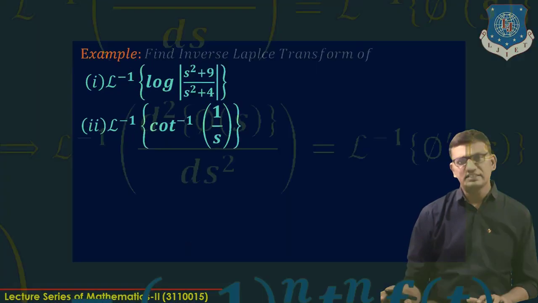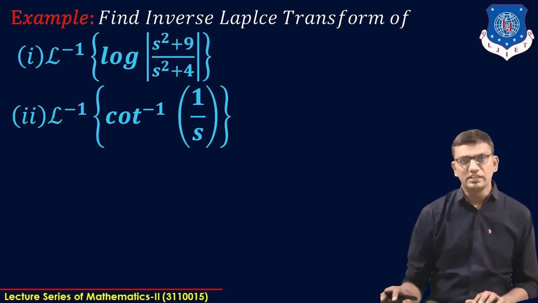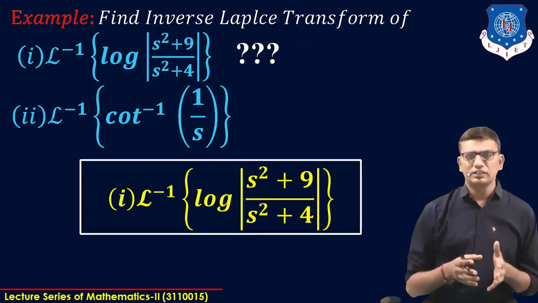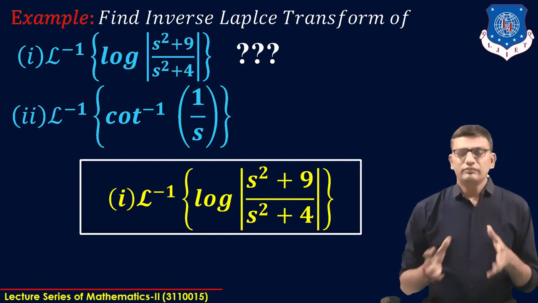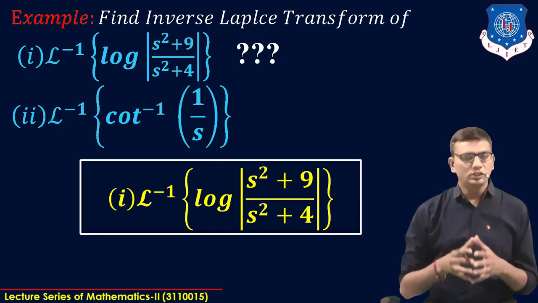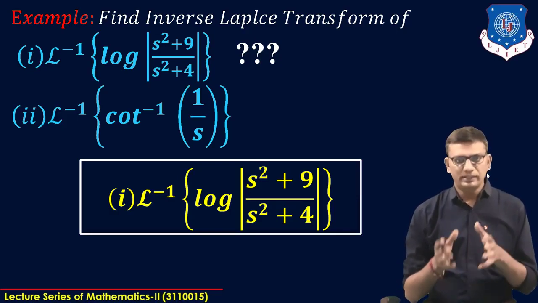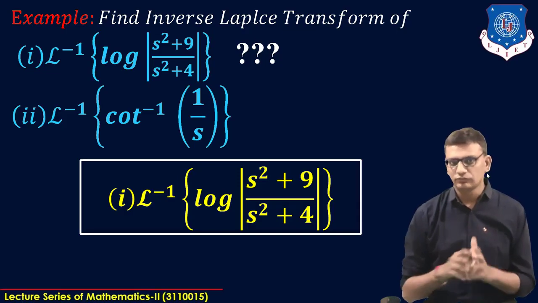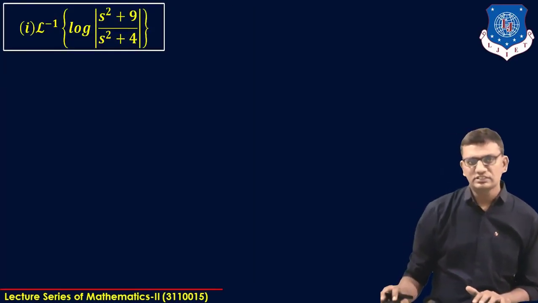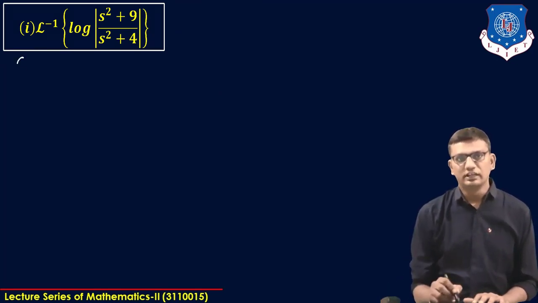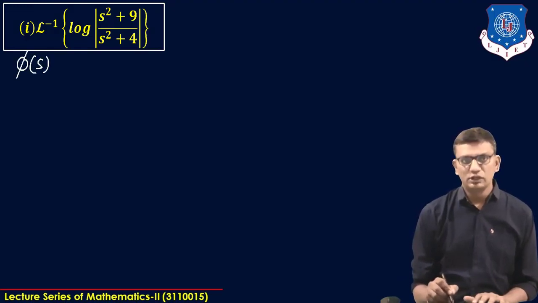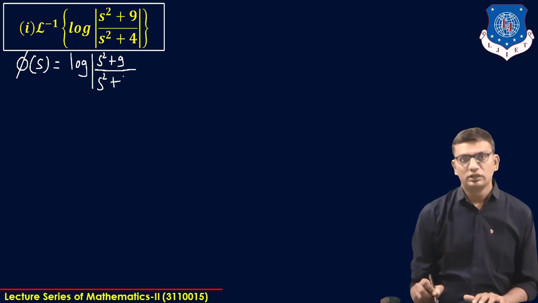Now we will see some examples related to this property. Here our first example is the inverse Laplace of log((s²+9)/(s²+4)). Here we don't have any direct formula to solve this inverse Laplace transform, so we have to apply some trick. Let us see how to solve it. Here φ(s) equals log((s²+9)/(s²+4)).